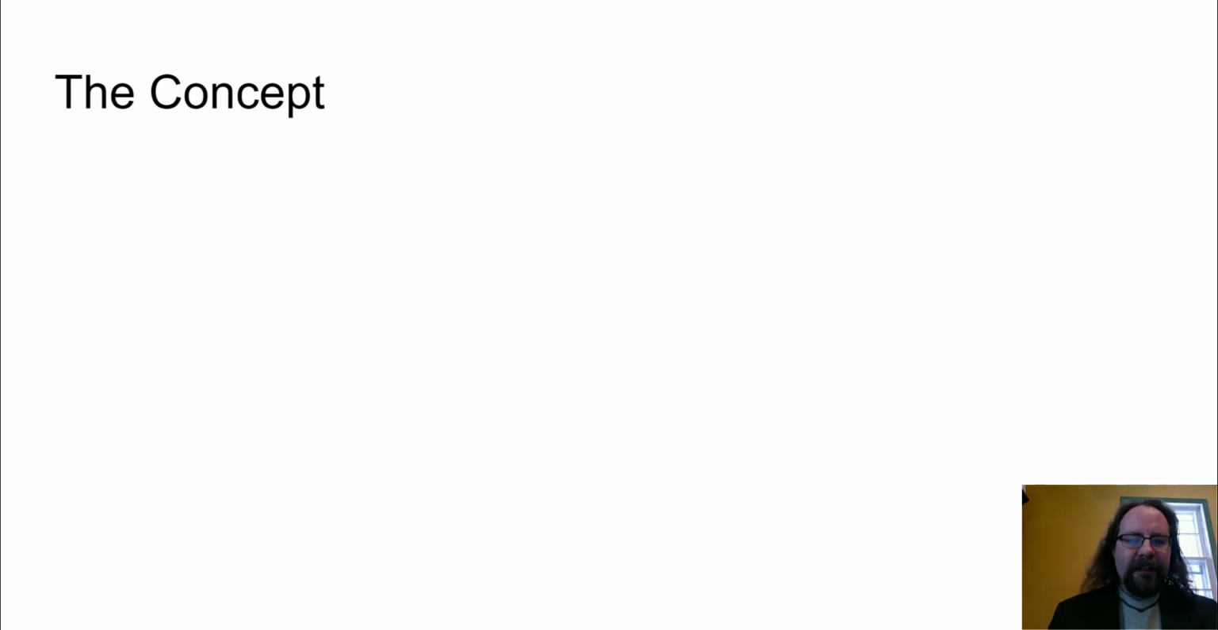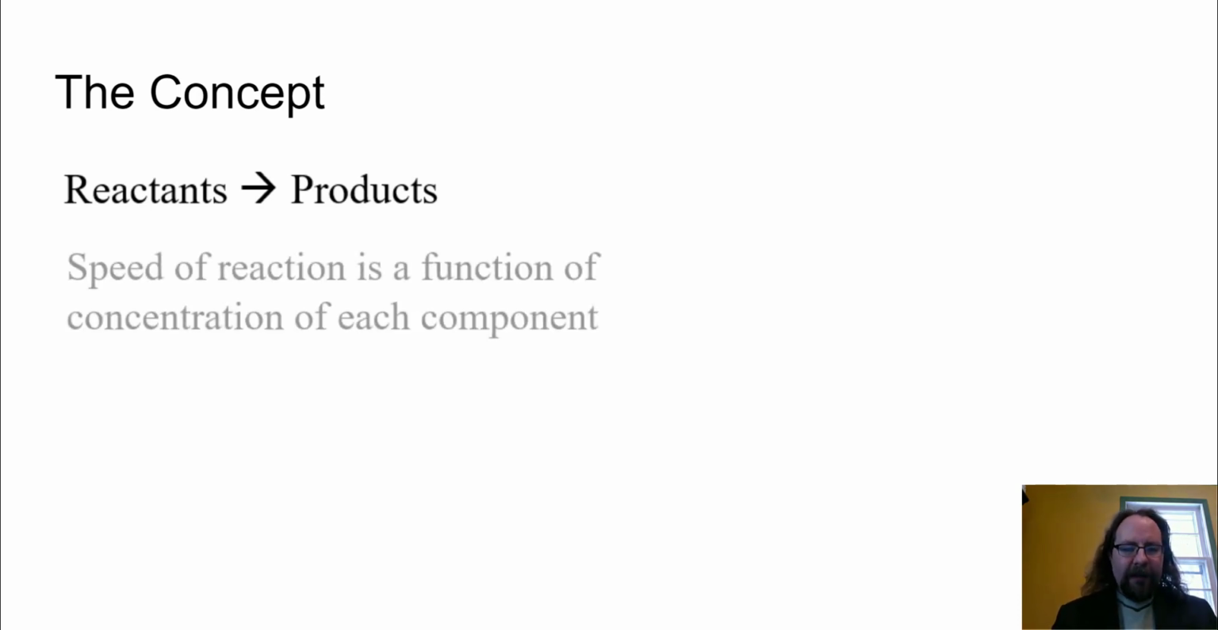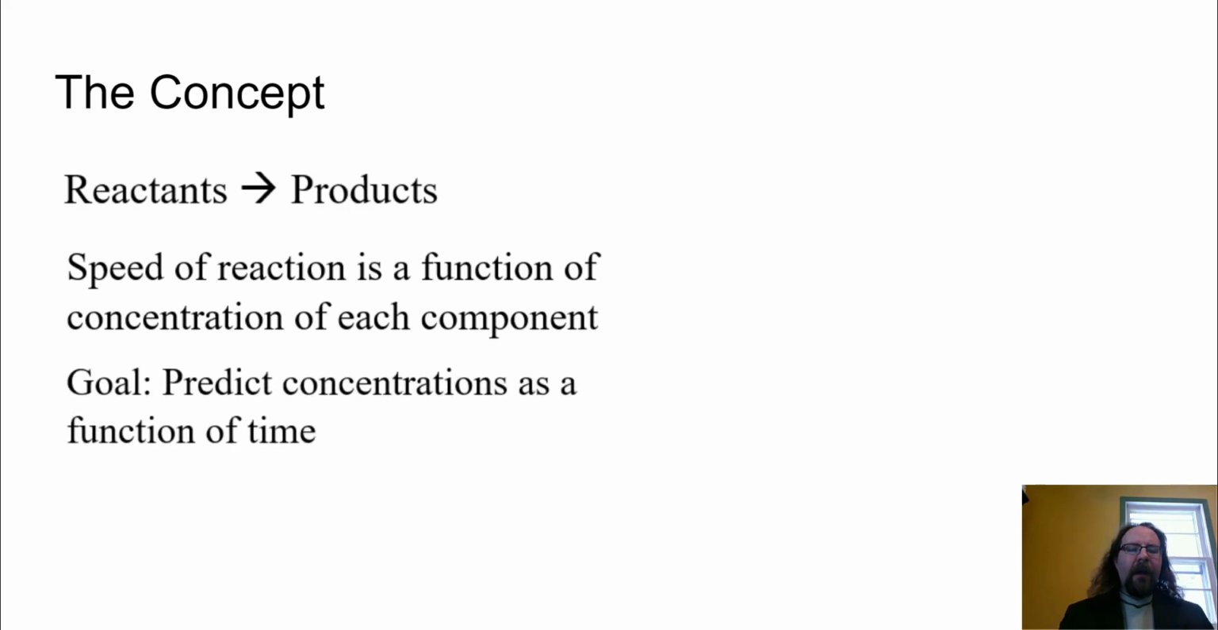So let's first discuss the general concept of the type of problem that we're solving here. In a chemical reaction, you have reactants and they form products over time. Now we assume that the speed of the reaction at any time is a function of the concentration of each component, similar to bank interest. So the more you have of a particular reactant, the more that's going to impact how quickly a reaction takes place. Our ultimate goal is to be able to predict the concentrations of any of the items in the reaction as a function of time, so we know at any time how much to expect there is of any of the elements within the reaction.